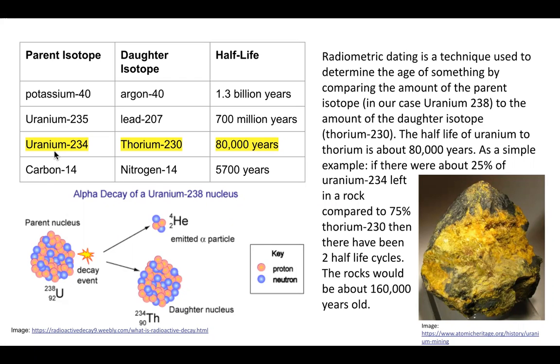In my example, uranium-234 decays to thorium-230, and the half-life is 80,000 years. Using really simple numbers just to get the point across, if there was 75% of the daughter thorium compared to just 25% of the uranium parent, then that means there have been about 2 half-lives. And if the half-life is 80,000 years, then that rock would be 160,000 years old, which is a young rock, but that explains radiometric dating.